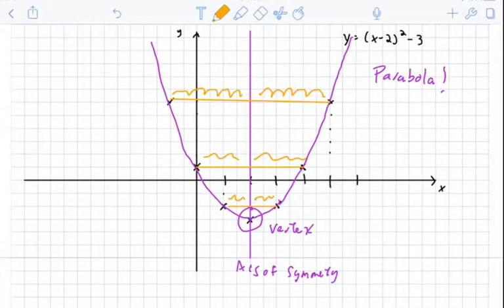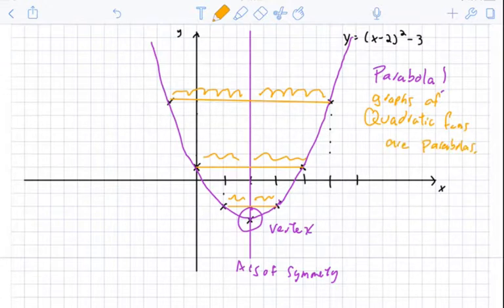It's a parabola. Guess what? All graphs of quadratic functions are parabolas.